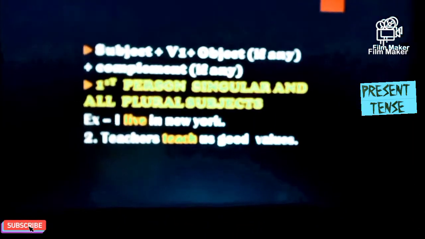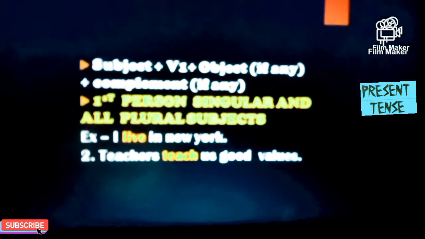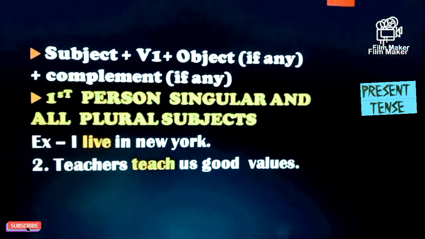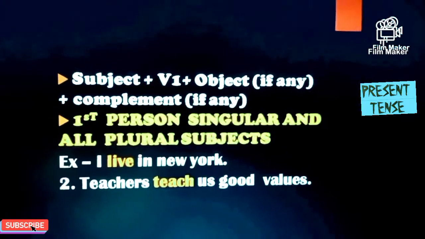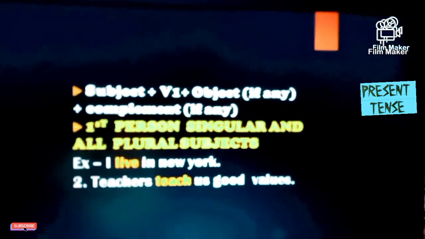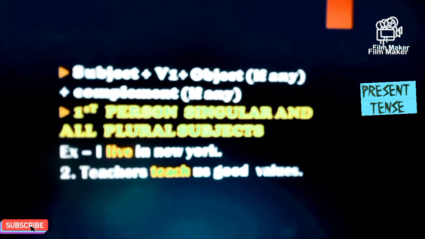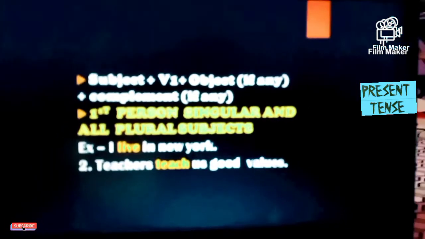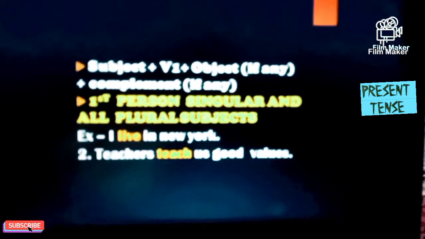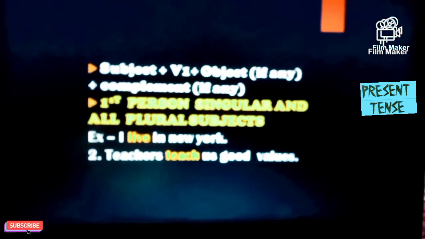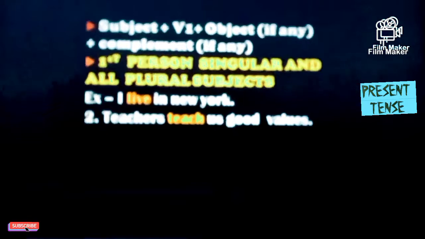This kind of structure we can use with the first person singular pronoun, that is I. I is the first person singular pronoun, and with all other plural subjects in sentences. Do not get confused here. With all plural subjects we use the V1 form, and also with the first person singular pronoun I. With examples, try to understand. First example: I live in New York. I, first person singular, goes with the verb live, which is the base form of the verb.